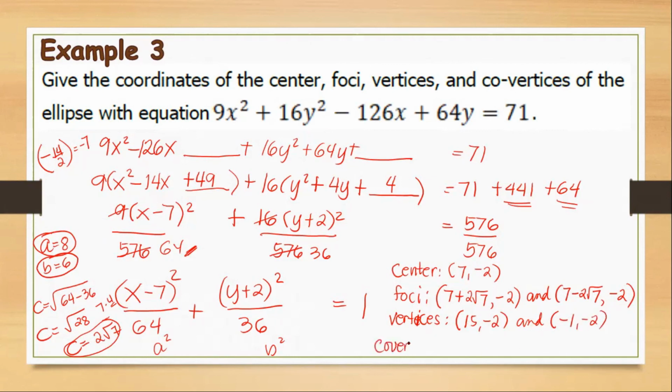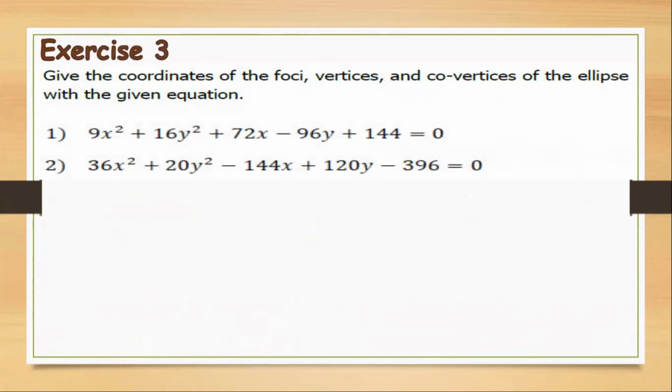Our co-vertices will be at 6, so we get 7, negative 2 minus 6 is negative 8, and 7, negative 2 plus 6 is positive 4. So these are the co-vertices of the given equation in example 3. Let's continue with our exercise 3. I think I should answer number 1 only so that we could save time with our discussion. Okay?